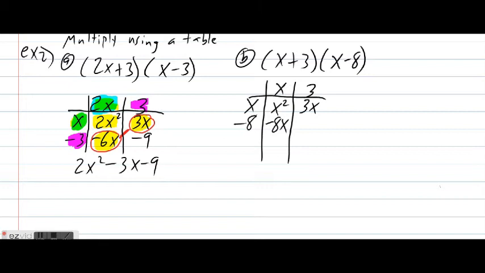And then, lastly, the constants. 3 times negative 8, negative 24. So we start looking at this, and again, what do we notice? Negative 8x plus 3x, like terms, so we combine those. It's not always going to happen. These easy problems, yeah, those are going to be the like terms, but it's not always going to happen. So I have x squared minus 5x minus 24.